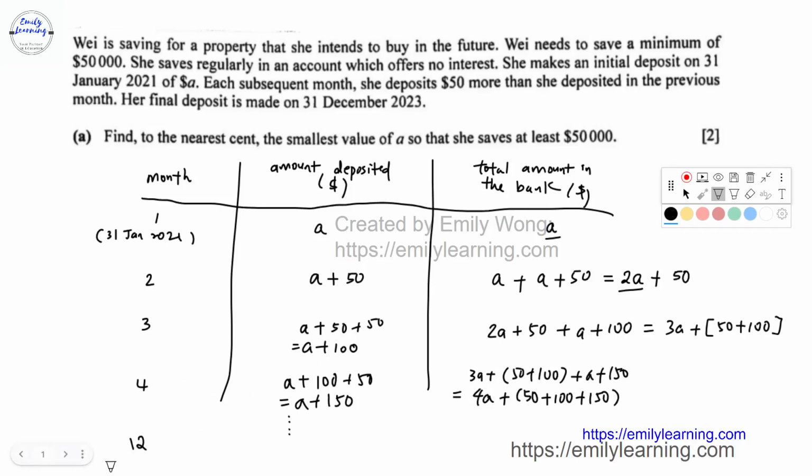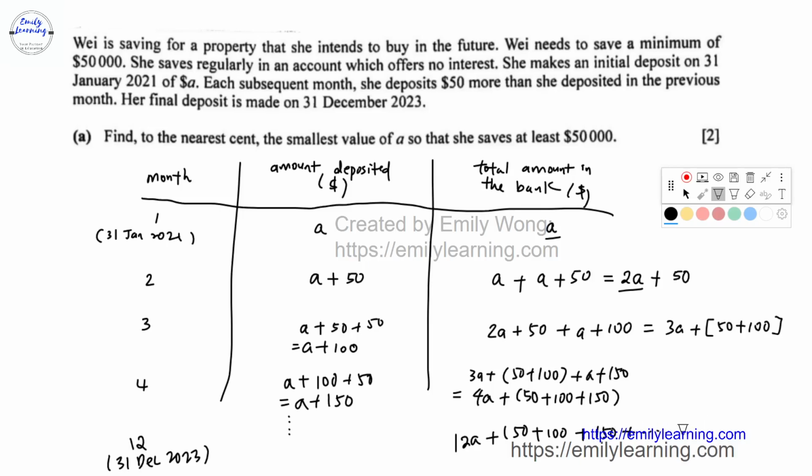So on 31st December 2023, we know that the first part will definitely have a 12A. Because first month you have A, second month you have 2A plus and so on, third month you have 3A plus and so on. So we know that on the 12th month it'll be 12A. Then you have 50 plus 100 plus so on.